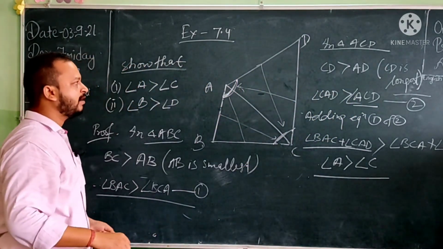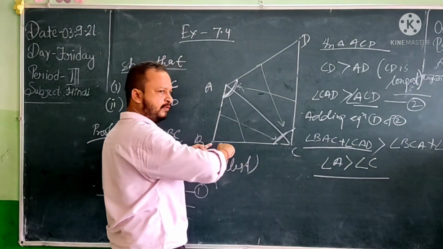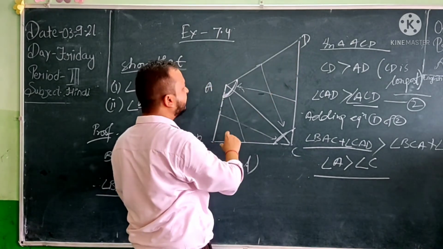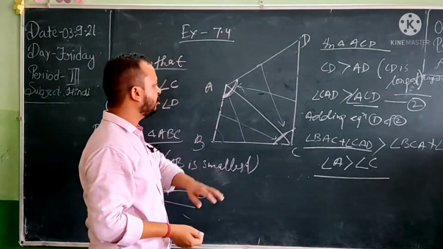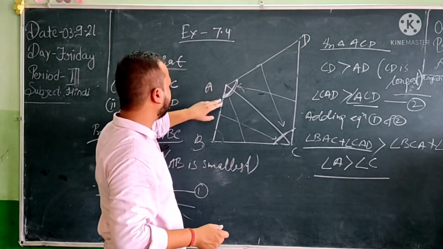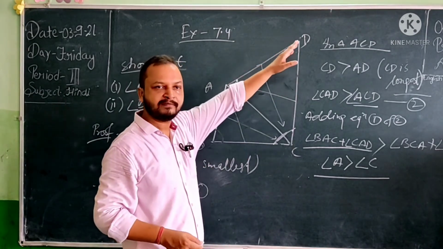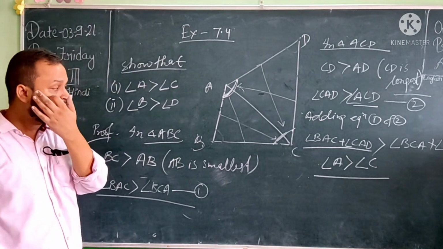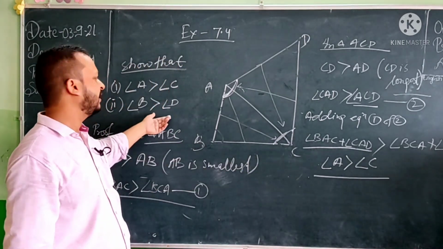For the second part, what you have to do? You have to join B to D. Then you can prove that angle B is greater than angle D. So you have to take different triangles. ABD you have to take, and then BCD you have to take. In a similar way you can do, right? Similarly, B is greater than D.